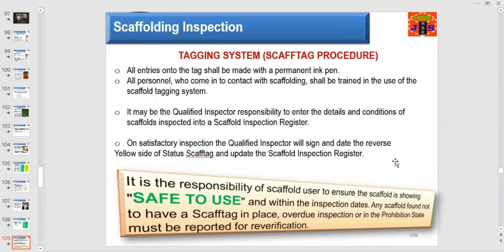It is the responsibility of the scaffold user to ensure the scaffold is showing safe to use, and within the inspection dates. Any scaffold found not to have a scuff tag in place, overdue inspection, or in the prohibition state must be reported immediately for verification to their concerned supervisor.